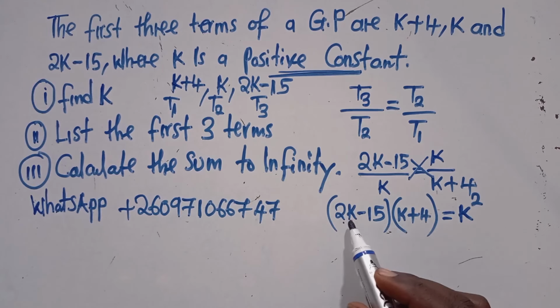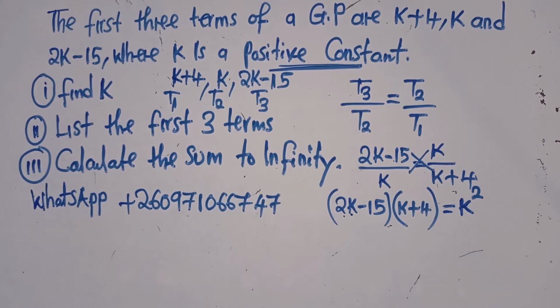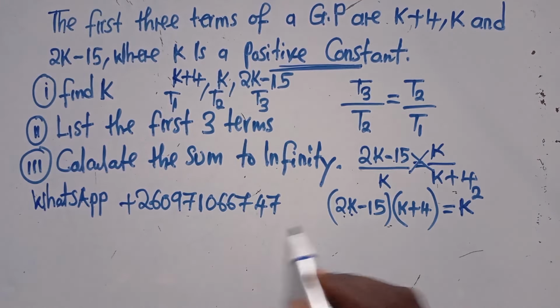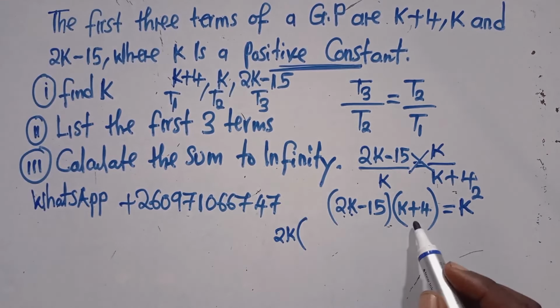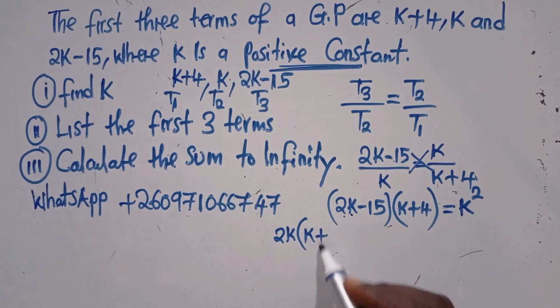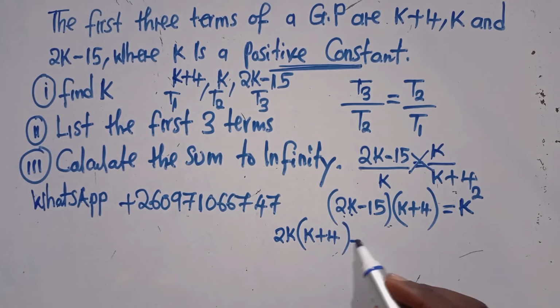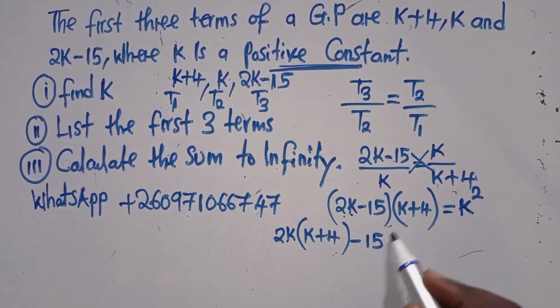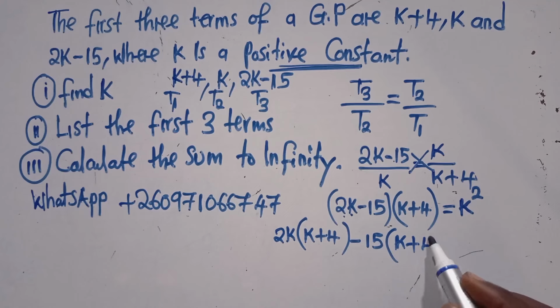So 2k. What happens is this. I want to make this very simple. I know some of you are able to answer this, but I just want to get the attention of everyone. Have you seen, this is 2k. You multiply it with everything in the next bracket, which is k plus 4. You do this, minus 15, multiply it with everything in the next bracket, that is k plus 4, which is equal to k squared. This is what you get to do.